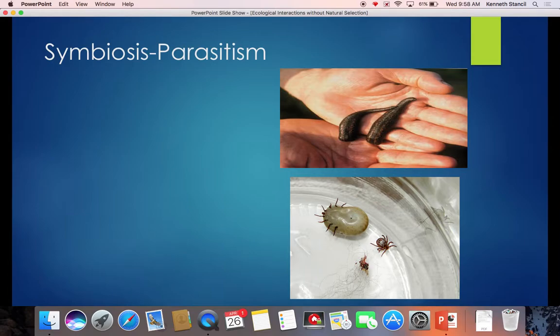Parasitism. Parasitism sounds like what? Parasites. Are parasites good for you? No. Anybody got any examples of parasites? A leech? A tick. Okay? Neither of which are good for whoever they latch on to, right? Parasitism involves one organism living on or inside of another organism and harming it.